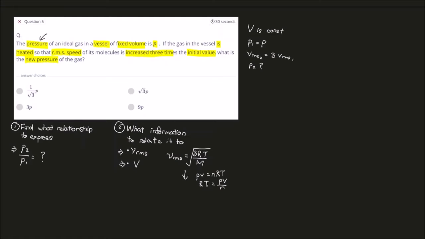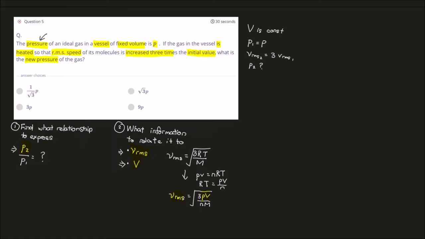Knowing that, we can modify our equation a bit. VRMS, then we substitute the RT with PV over n, so it will be 3PV over nM. N is the number of moles, M is the molar mass. So this is the equation that we get. Now you can see that I'm successfully able to relate volume and VRMS to the thing I want to find, which is pressure.